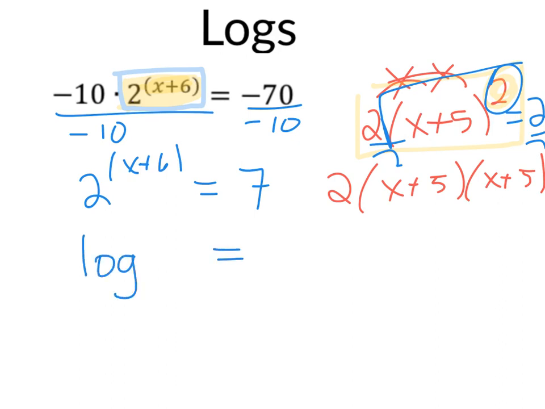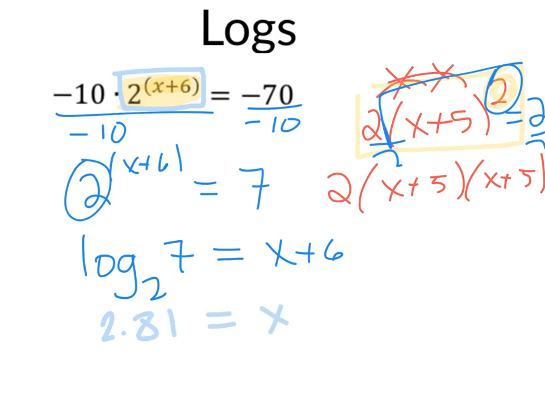The log is the exponent, right? And then what's the base? Remember, the base is the same on both of these, right? So log base number is the exponent. Now this, you're going to have to put in your calculator. So putting this in your calculator, you get the decimal 2.81, we're going to round to the tenth, equals x plus 6. And then what you're going to do is subtract 6 from both sides, and then x should be negative 3.19.